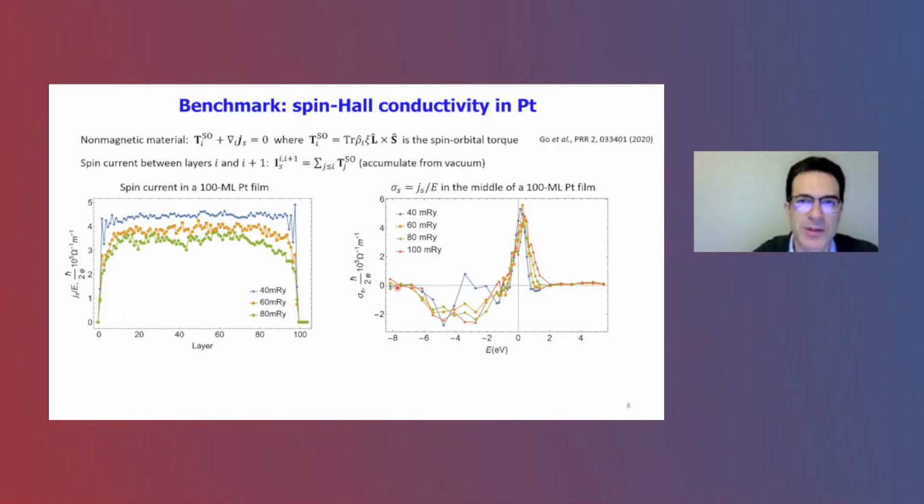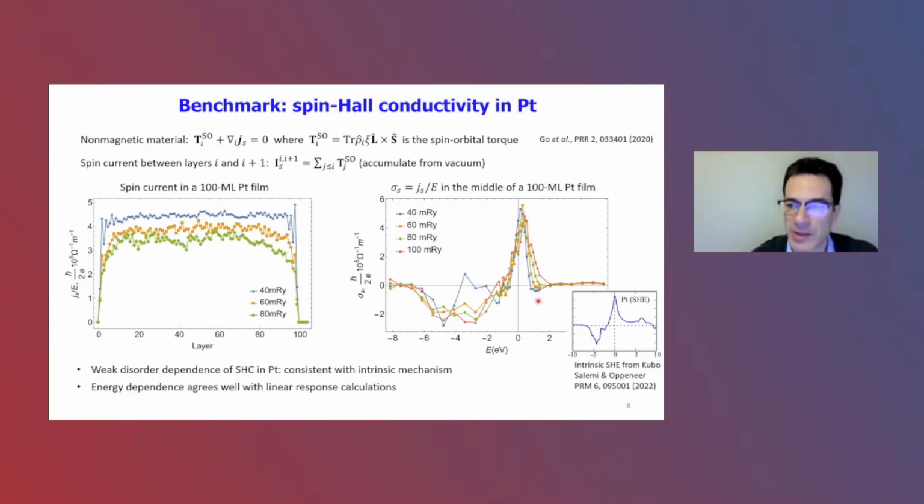So this is the result for the resulting spin current flowing in the middle of the film. As we see, there is this characteristic shape with a peak at the Fermi level and the negative conductivity in the regions below the Fermi level. There is very little dependence on disorder. There's a little peak here, but this is actually due to backflow.